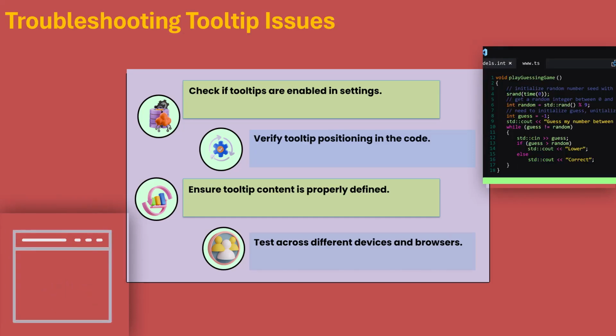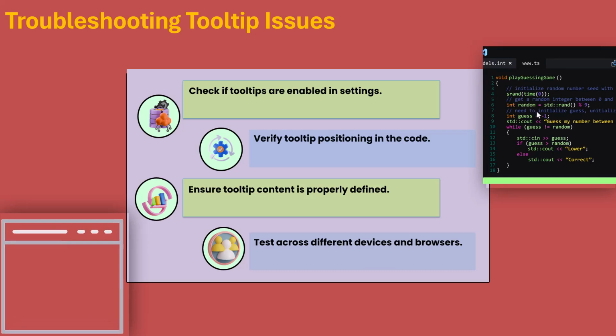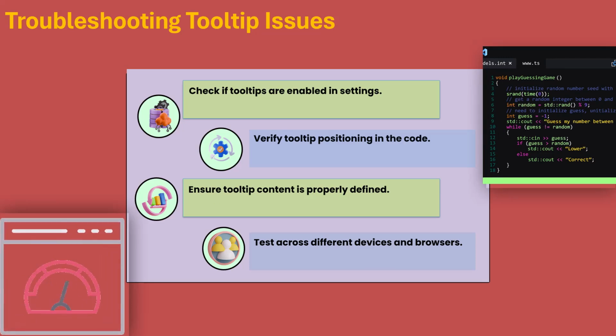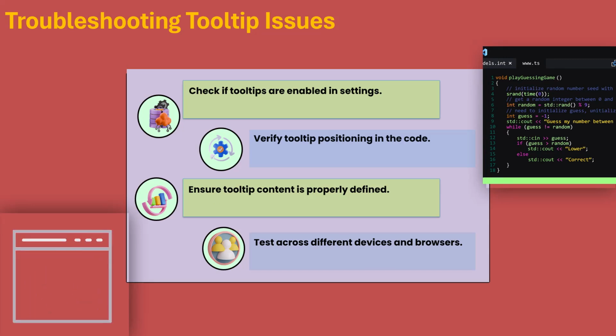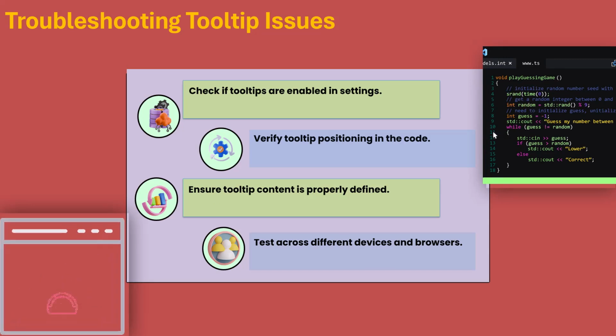Have you ever hovered over a button expecting a helpful hint only to get nothing? Let's fix that. First, ensure tooltips are actually enabled in settings. Sometimes it's just that simple. Next, check whether they are properly positioned in the code. Misplaced tooltips are like ghosts, there but invisible. Make sure the content itself exists. Empty tooltips are just tiny disappointments. Finally, test them across multiple devices and browsers, because what works on your laptop might be a rebel on mobile.